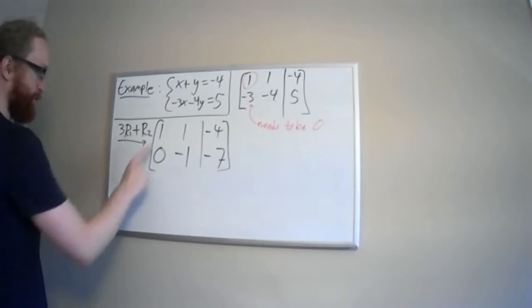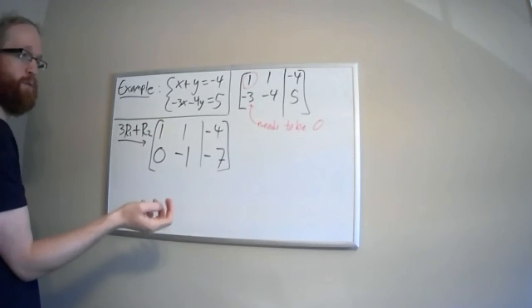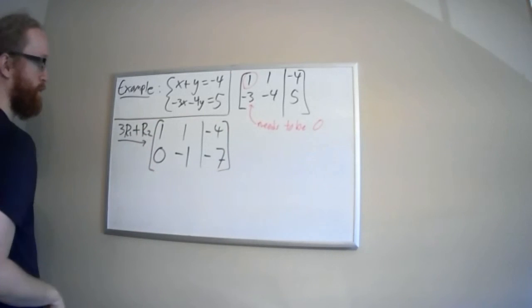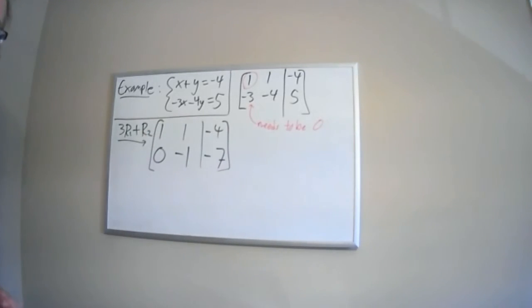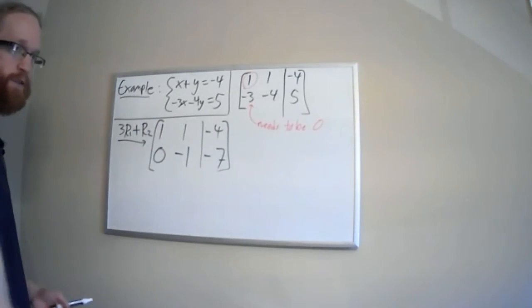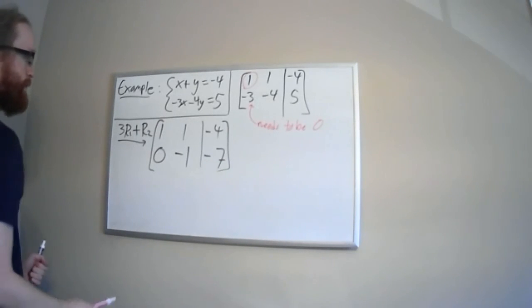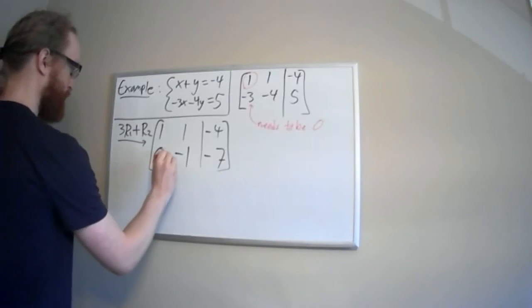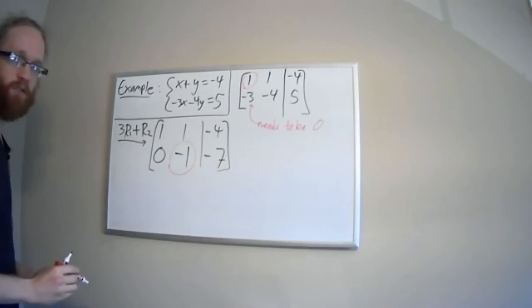And so we notice this first column now fits what I wanted from the algorithm. I got a 1 in the corner, and I have a 0 down below. So it's only a 1 and then zeros in the first column. So now the first column is done. Let's move on to the second column. The idea now is that I'm going to go to the second row, second column, which is this guy right here. And I need this to be 1.